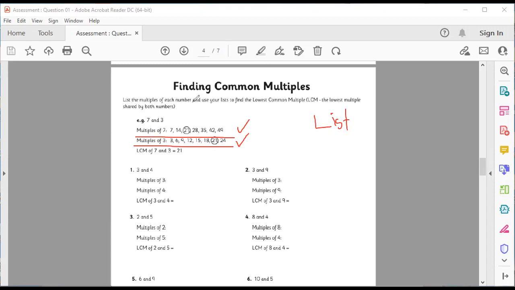List the multiples of each number. Remember, now we are looking at multiples, not factors. You have got to change your mindset.